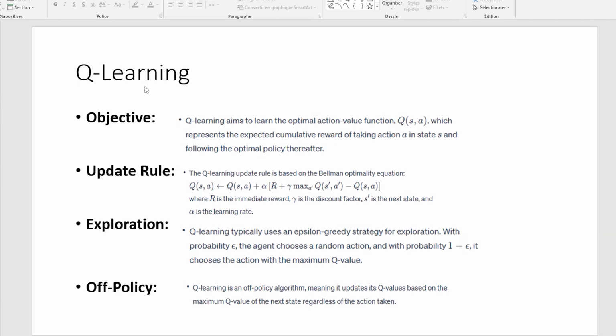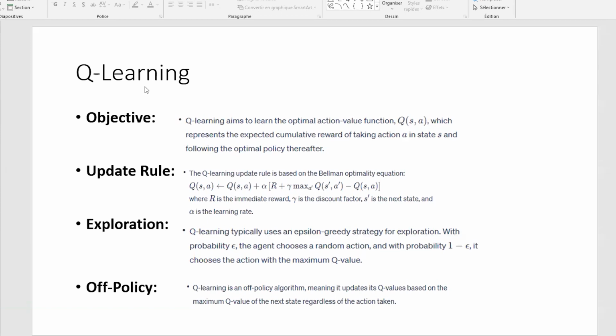We take the Q value at that specific state and action, plus alpha, the learning rate, times R, the reward, plus gamma, the discount factor, times the maximum Q value over the next state's actions, minus the current Q table entry corresponding to the current state and action. For the exploration part, Q learning typically uses an epsilon greedy strategy: with probability epsilon, the agent chooses a random action, and with probability 1 minus epsilon, it chooses the action with the maximum Q value.